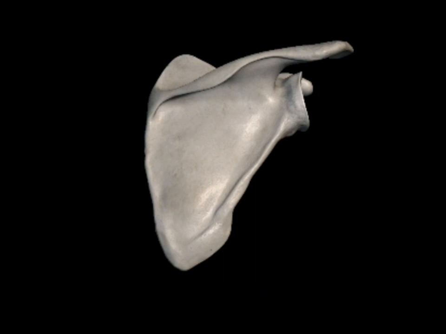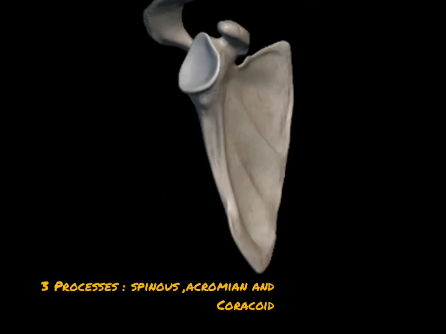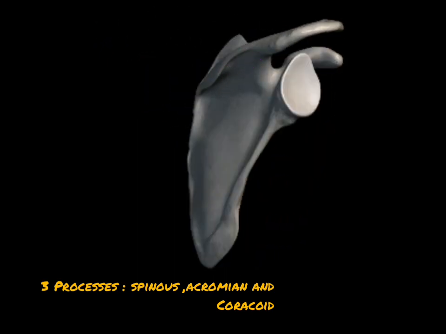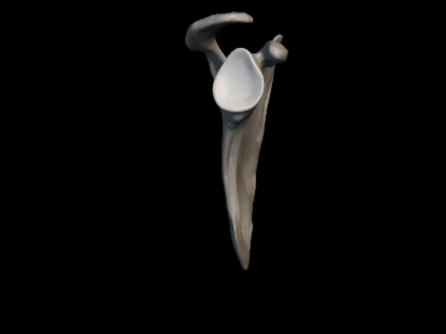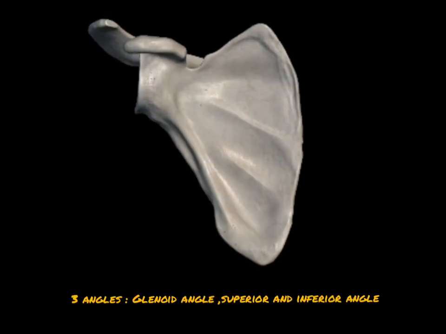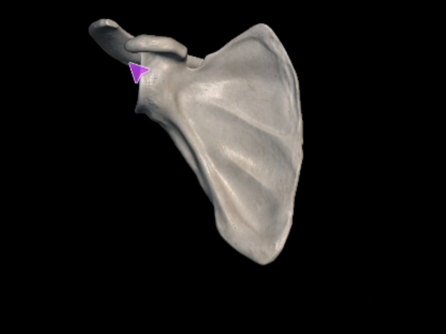Okay, now let us talk about three processes. What are they? They are the spinous process, the acromion process, and the coracoid process. Now let us talk about the three angles. They are the superior angle, the inferior angle, and the glenoid angle. Okay, this is the glenoid angle.